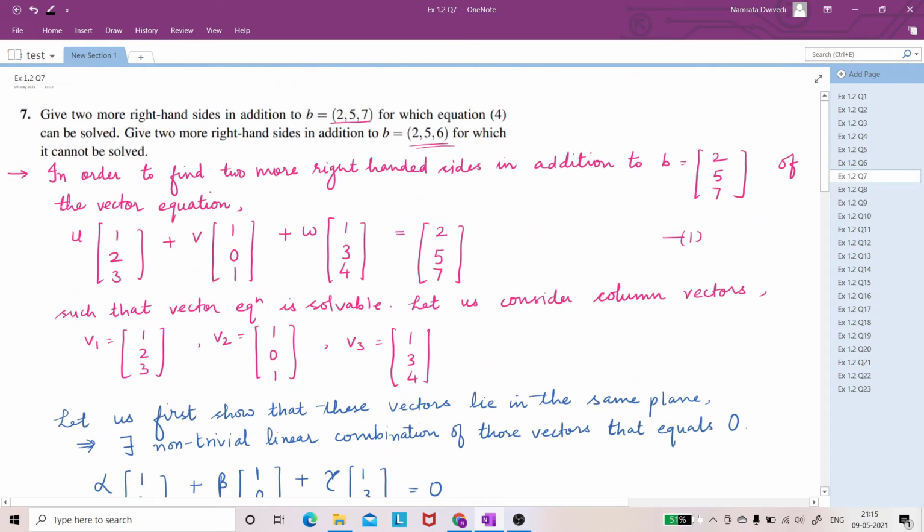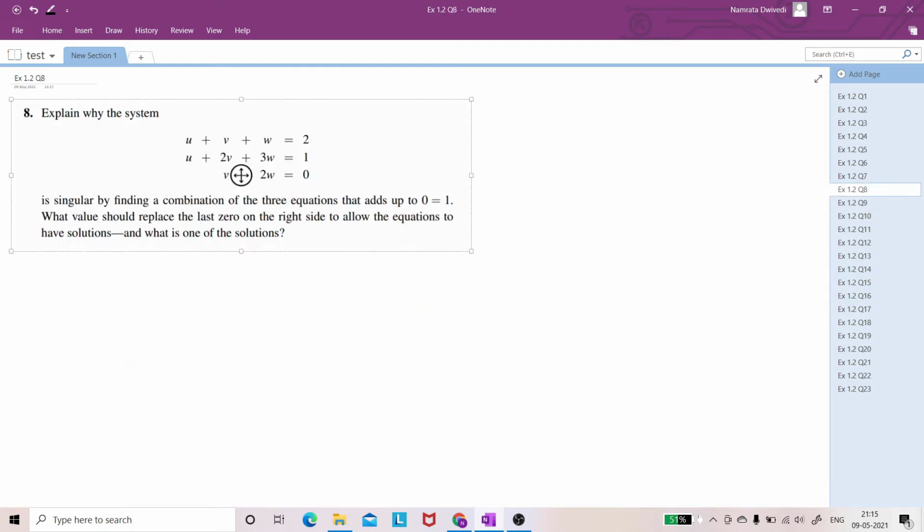Now let's jump to question number 8. We have completed question number 7, and now we are left with question number 8. So what does question number 8 give us? Question number 8 is: explain why the system is singular by finding the combination of the three equations that add up to 0 equals 1. What value should replace the last 0 on the right hand side to allow the equations to have solutions? What is one of the solutions?